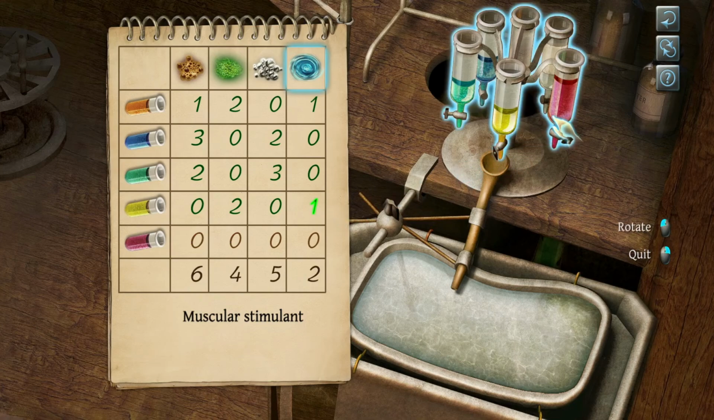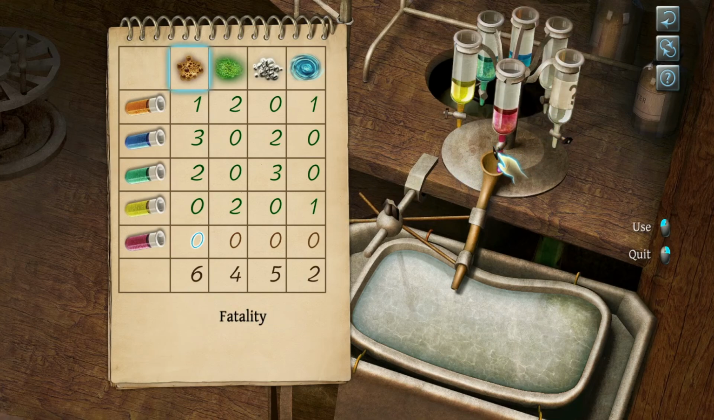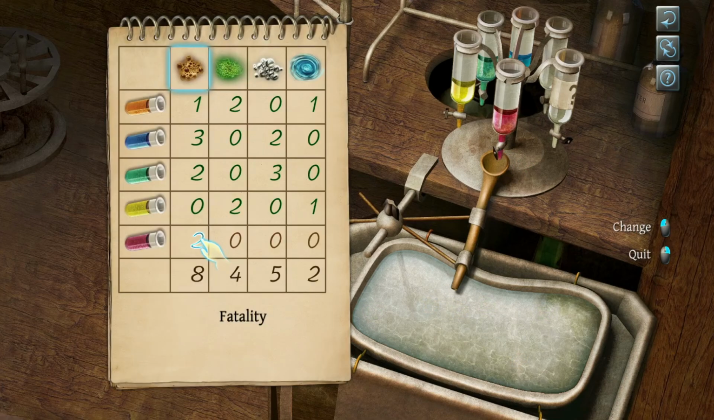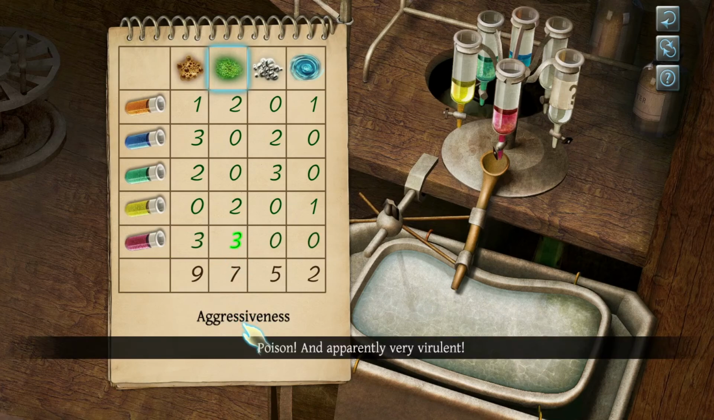So, last but not least, the red one. 3 and 3. 3 and 3. Poison, and apparently very virulent.